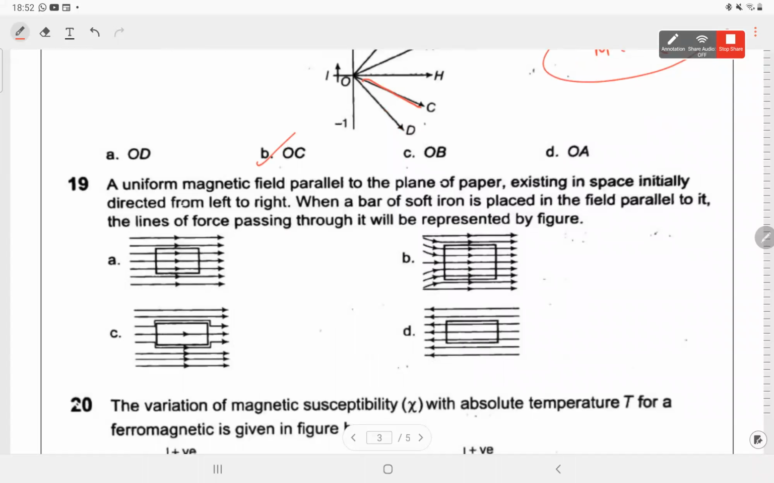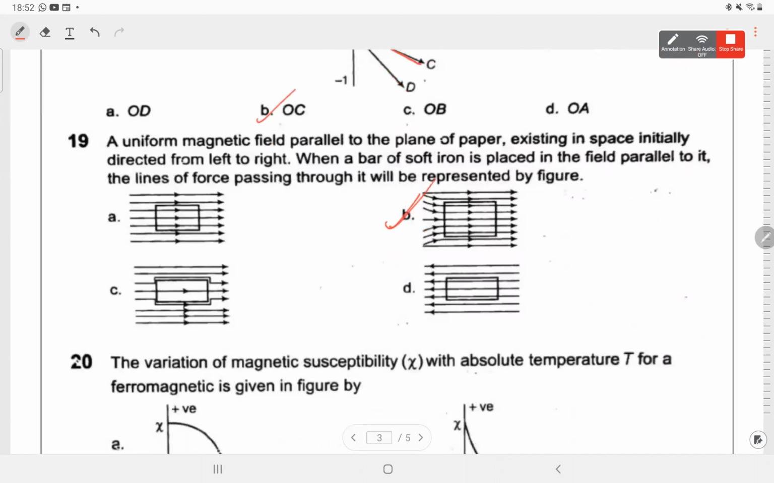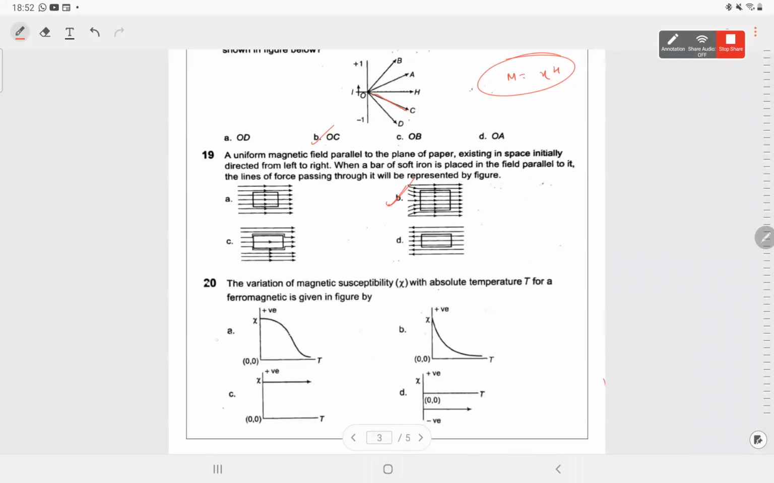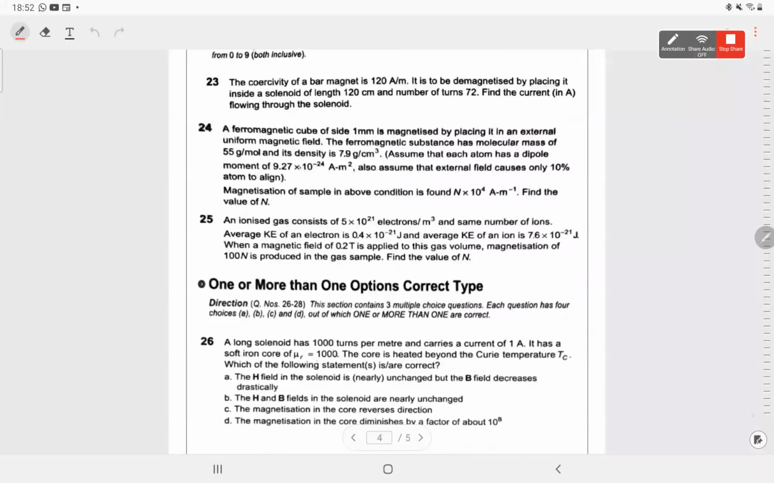A uniform magnetic field parallel to the plane of the paper exists in space, initially directed from left to right. When a bar of soft iron is placed in it, what is the direction of the field lines passing through? So it will be attracted by the iron, answer is B. For the variation of magnetic susceptibility for a ferromagnetic substance, it decreases initially and then becomes a rectangular hyperbola.